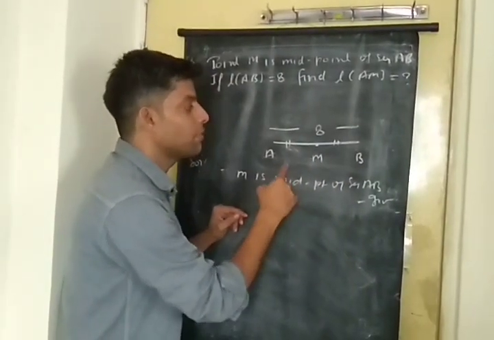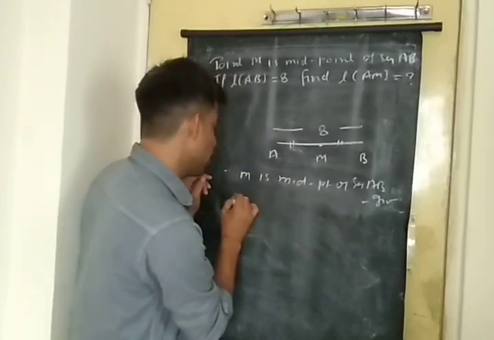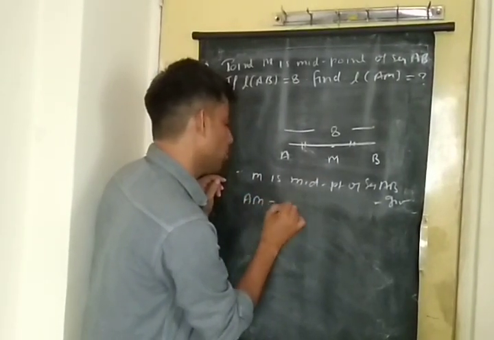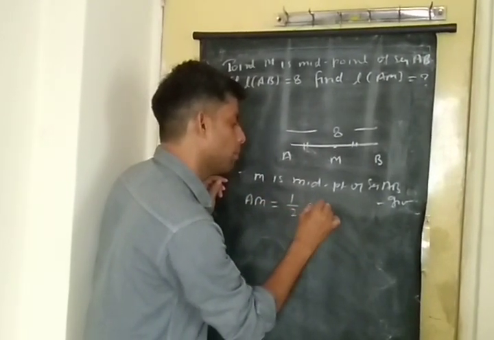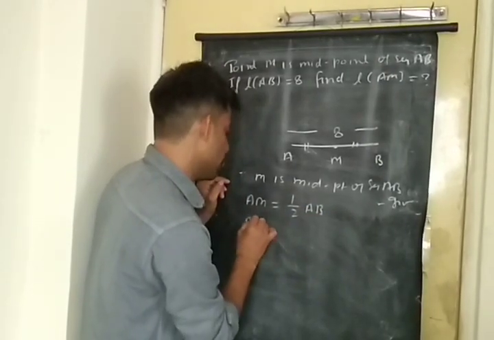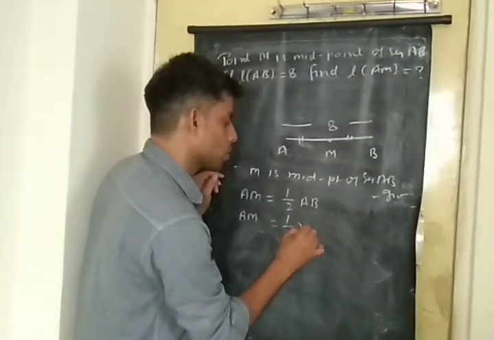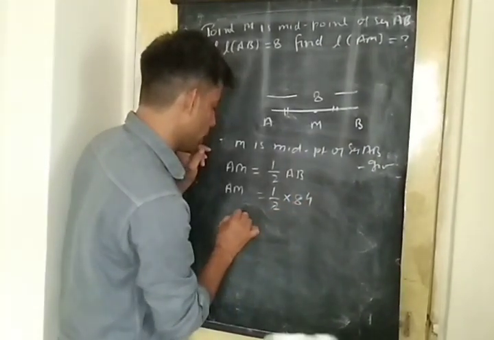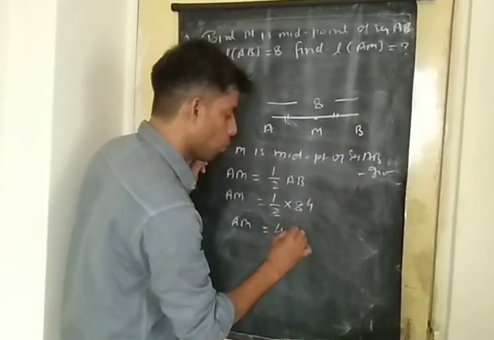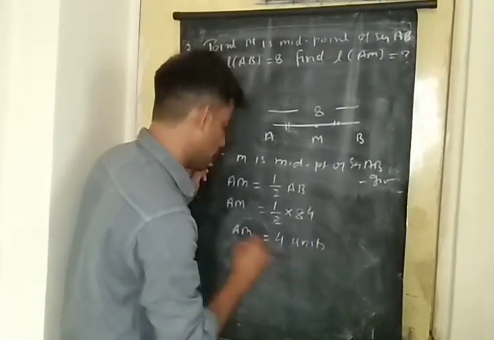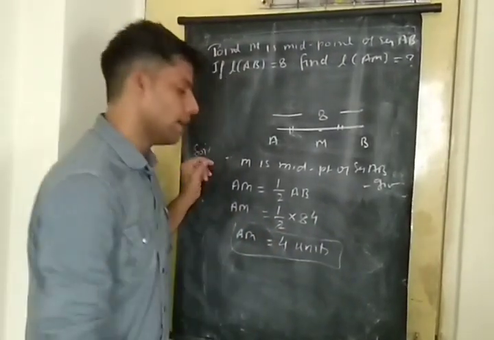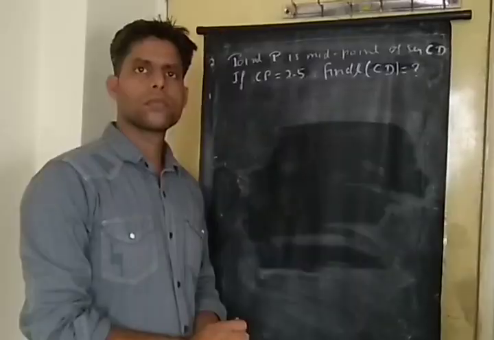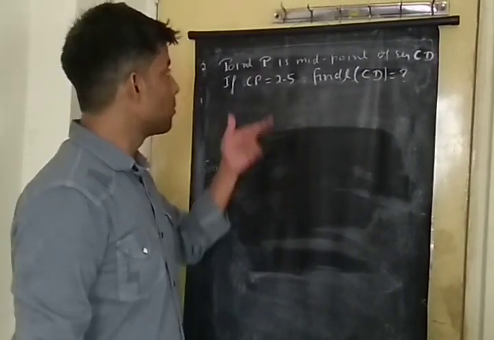So since we are interested in AM, we'll simply write here that AM will be half of AB, and hence just writing the values, AM is equal to half of AB, which is given to be 8, 2 4s are 8, and you get AM equals 4 units. That's it. Easy and interesting problem for you.